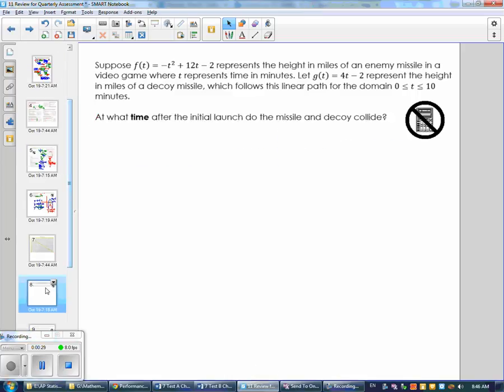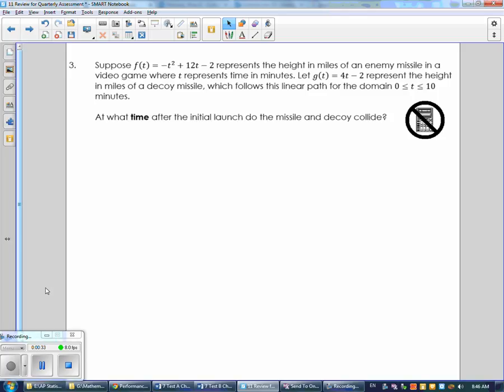All right, so in problem number 3, you're given a situation where it says, suppose f of t is equal to negative t squared plus 12t minus 2, and that represents the height in miles of an enemy missile in a video game where t represents the time in minutes. Let g of t equal 4t minus 2, and that represents the height in miles of a decoy missile, which follows a linear path for the domain of 0 to 10 minutes.